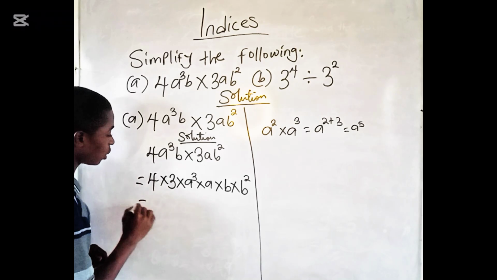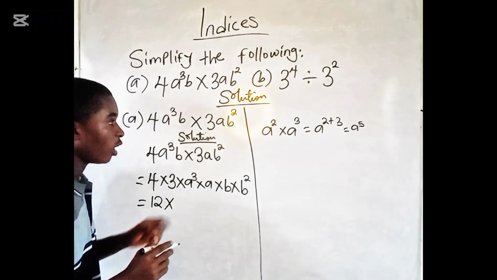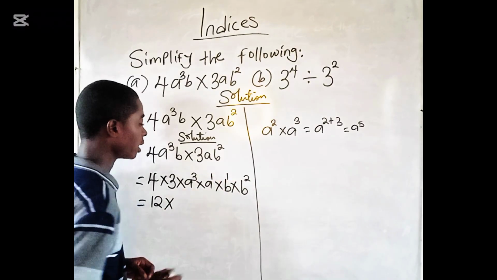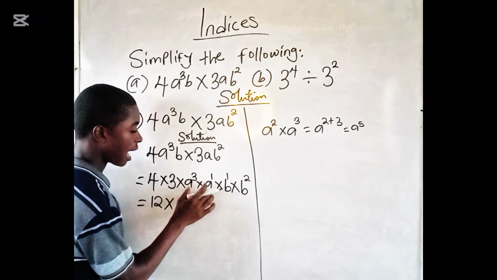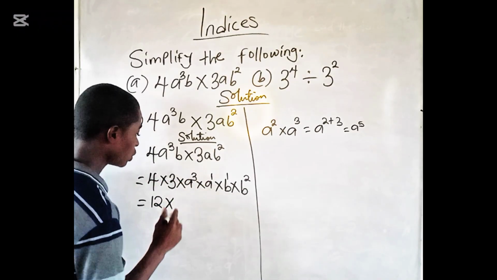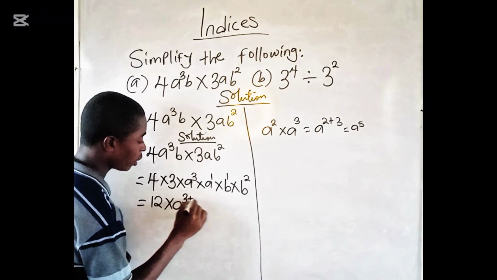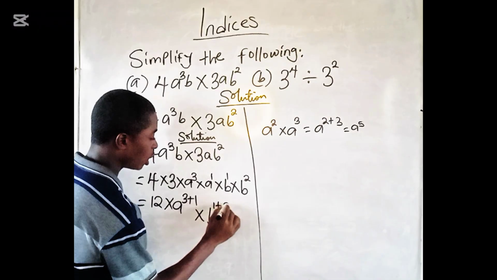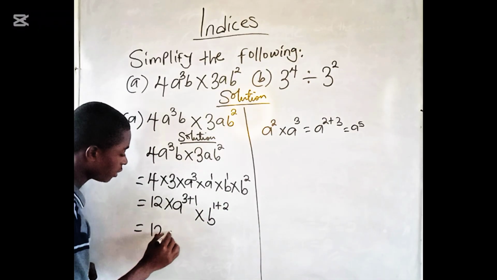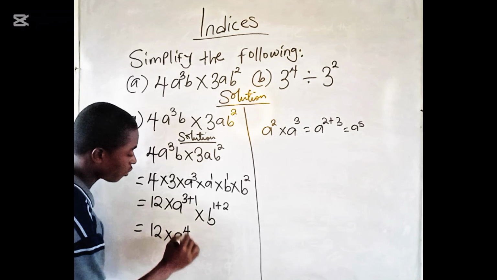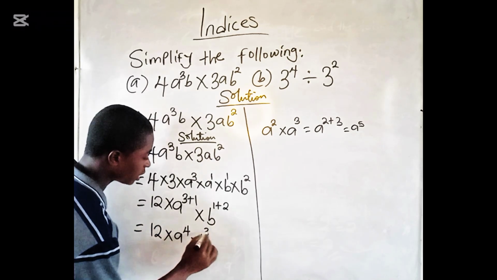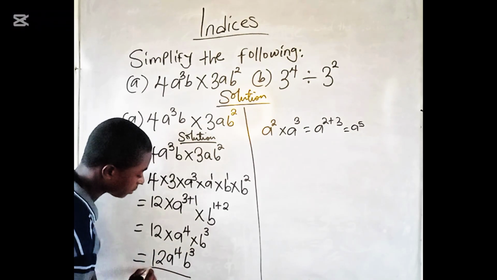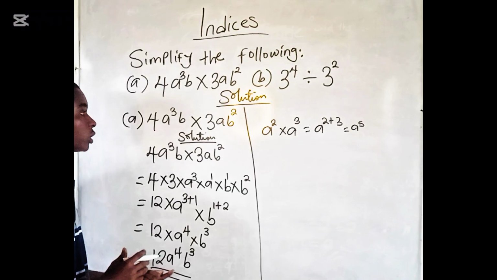Now 4 times 3 is equal to what? 12 times, by law of indices, remember here is power 1. Here also is power 1. Here is power 1. So if you have a and a alike, what you do is you add them. So this will be a power 3 plus 1 times b power what? 1 plus 2. So this will be equal to 12 times a power 3 plus 1 is 4 times b power 1 plus 2 will be 3. So this will give us 12 a power 4 b power 3. And that's the final solution to this.